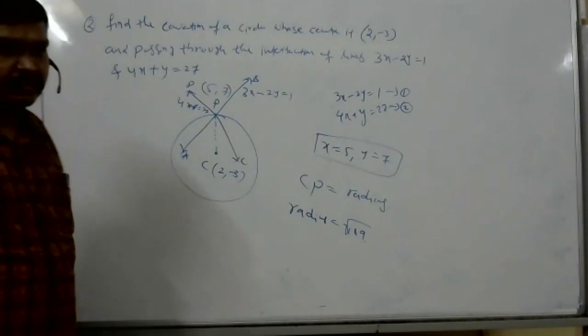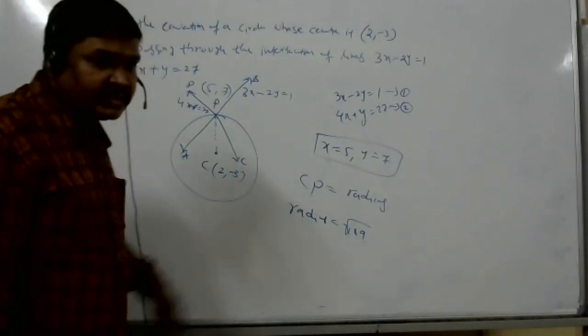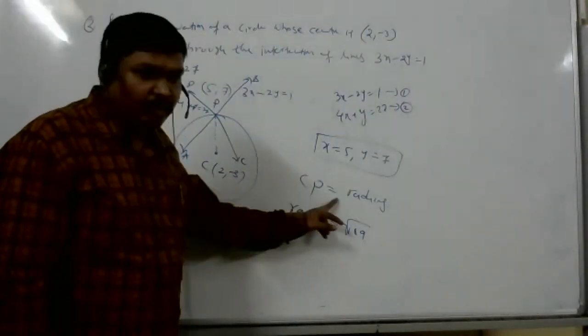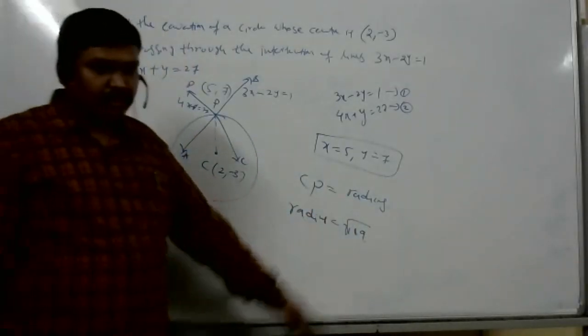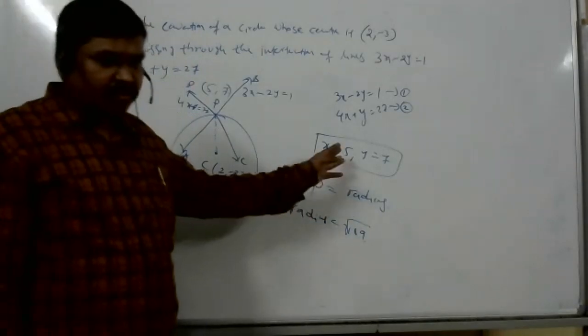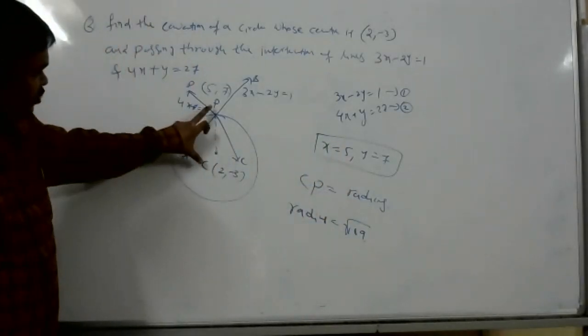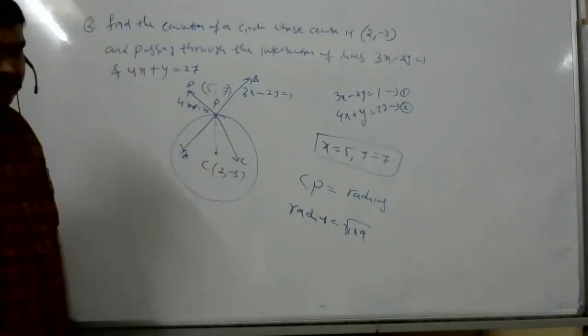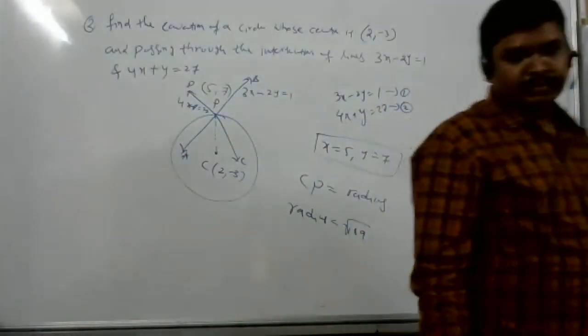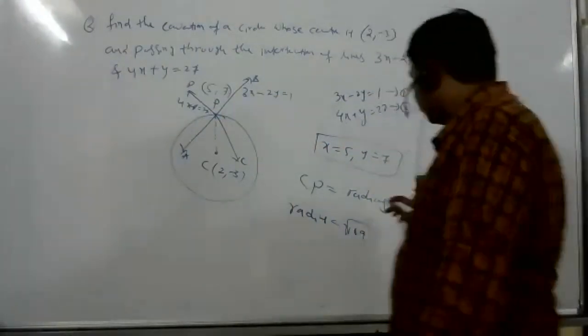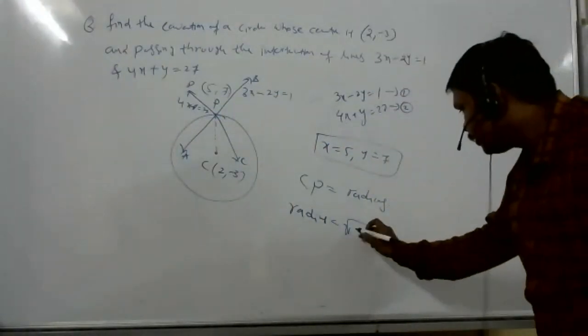Sir, could you repeat after finding x and y? X and y. CP is equal to radius. Radius is equal to under root (x2 minus x1) whole square plus (y2 minus y1) whole square, using these two points x1, y1, x2, y2. Okay, sir. Thank you, sir. So isn't it root 109? Root 109.